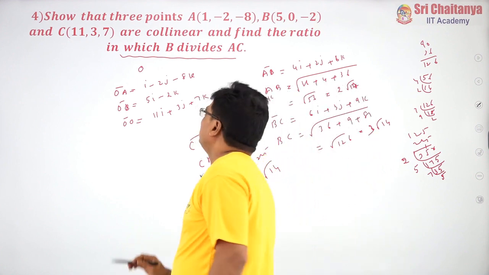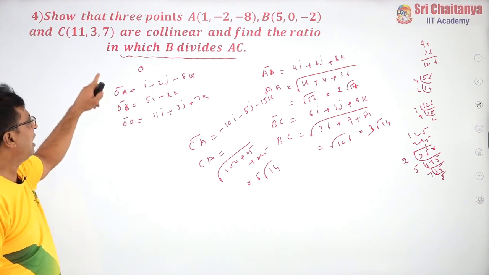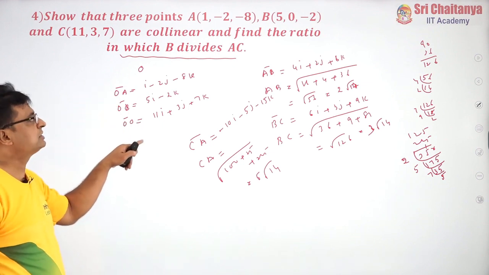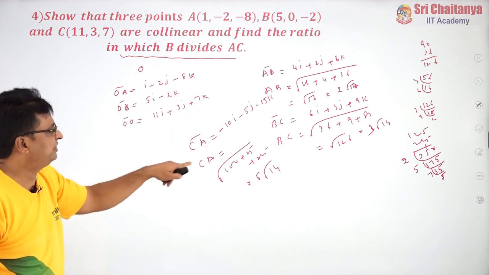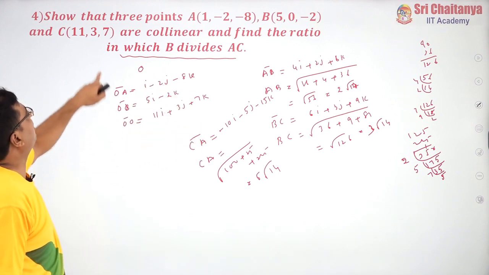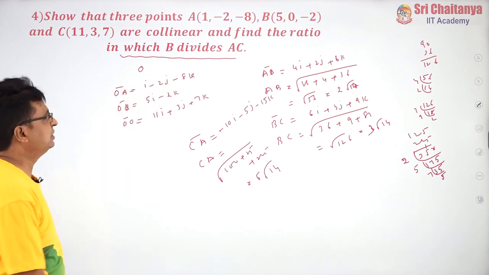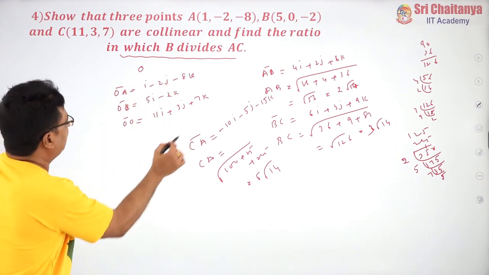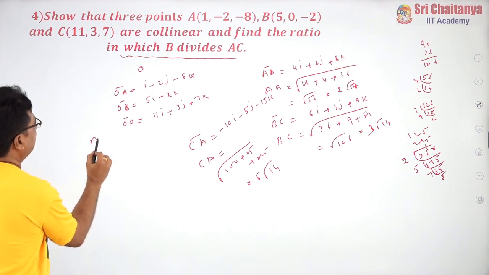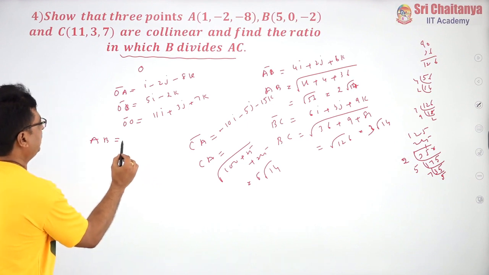So what I did, simply I have taken O as origin and I found position vectors and I got AB, BC, CA. Why am I so interested in finding AB, BC, CA? Because they need the ratio at which B divides AC. So here it is very clear: what is my AB? Magnitude, not AB bar. What is my AB? That is 2 root 14.